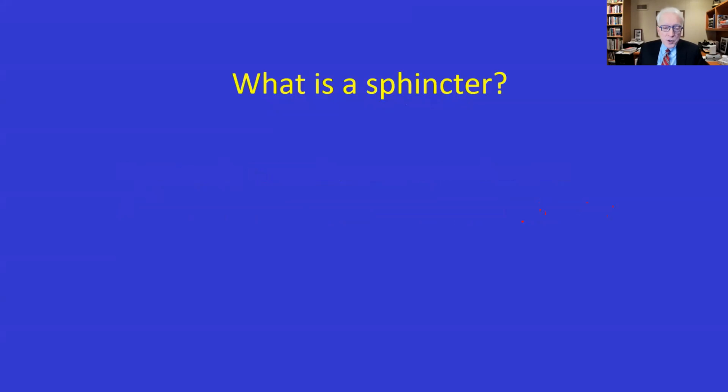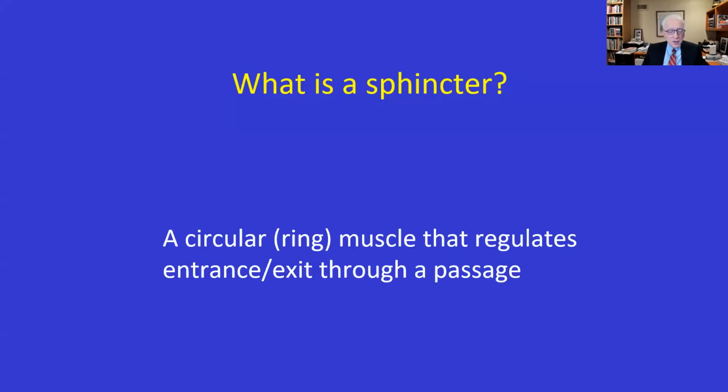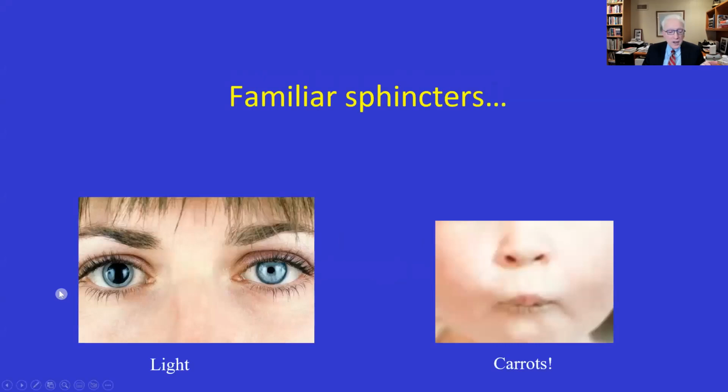Well, what is a sphincter? It is a circular muscle. It's a ring muscle. My bicep is a longitudinal, a straight muscle, but a sphincter is a ring muscle that regulates the entrance or exit of something through a passage. And so here are a couple of very common examples. The iris of the eye is a sphincter, and it's an active sphincter that can either open or clamp shut. And what is it controlling the passage of? Light into the back of the eye.